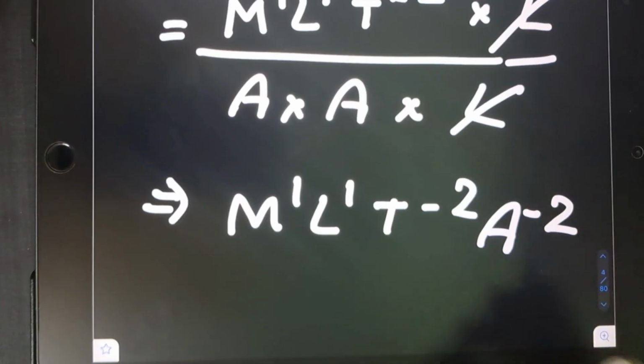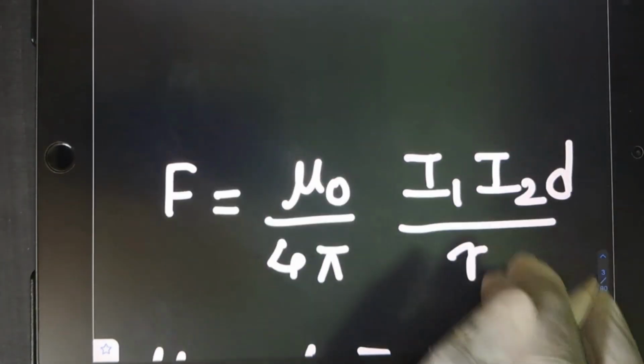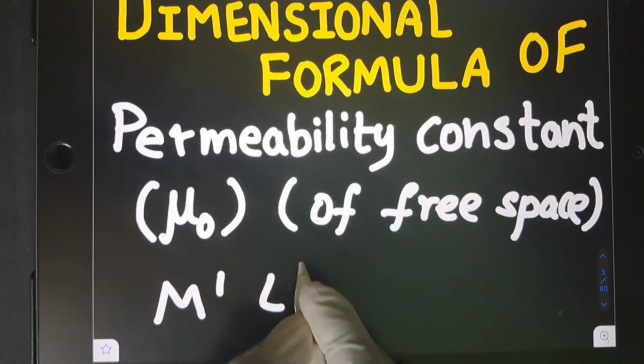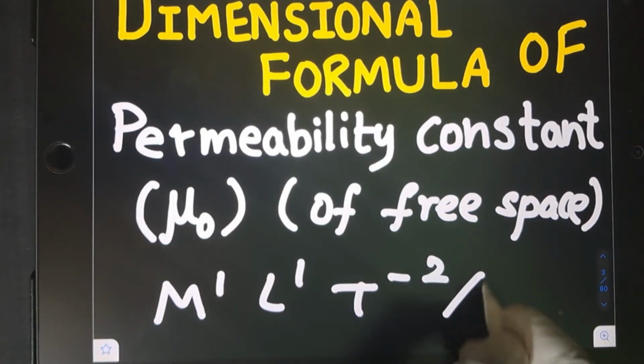The permeability constant dimensional formula is M¹ L¹ T⁻² A⁻².